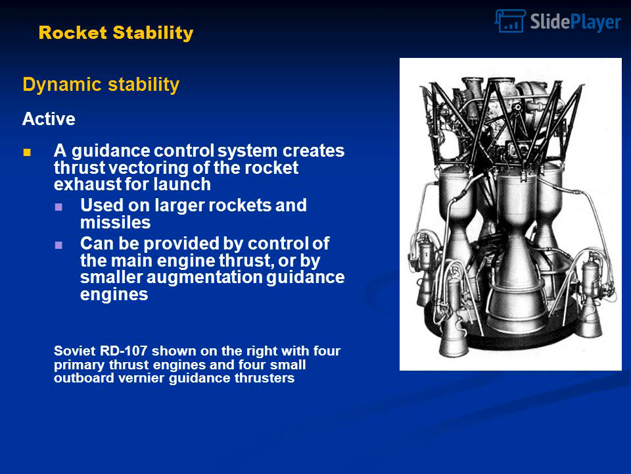Dynamic stability, active. A guidance control system creates thrust vectoring of the rocket exhaust for launch. Used on larger rockets and missiles. It can be provided by control of the main engine thrust, or by smaller augmentation guidance engines. Soviet R-107 shown on the right with 4 primary thrust engines and 4 small outboard vernier guidance thrusters.